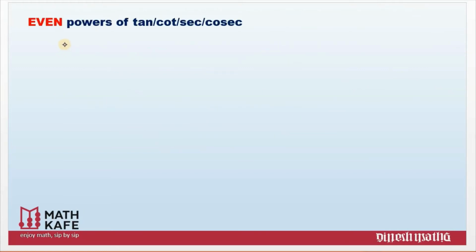Now let us see the even powers of tan function, cot, sec or cosec. Now these four will be one type or one family. Even powers of tan, cot, sec, cosec. Let us take an example and see how it works. Suppose I need to integrate sec raised to 4x dx.